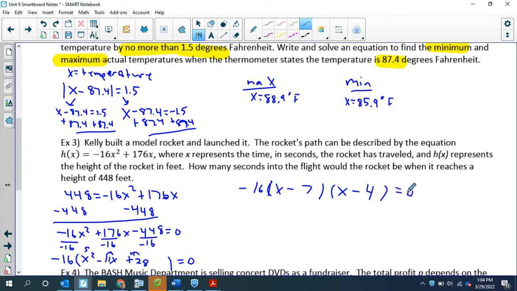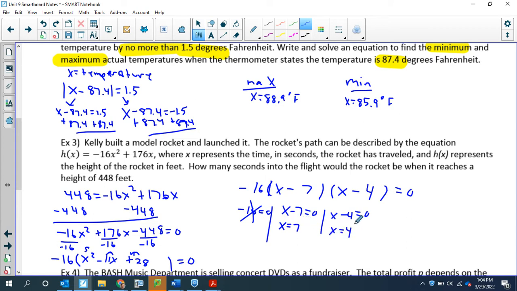Set that equal to 0, and then I use my zero product property to get each of my factors equal to 0. So I set negative 16 equal to 0, which is not going to give us an answer because there's no x in there. x minus 7 equals 0, and then x minus 4 equals 0. So that's going to give us two answers, x equals 7 and x equals 4.